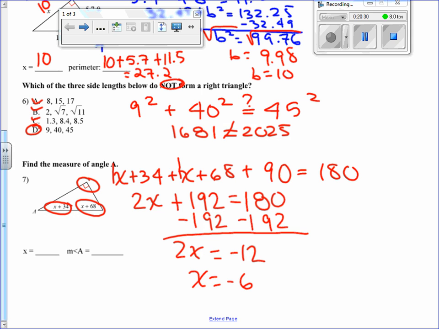It's -6. So if you didn't get a -6, then that messes up the next part, finding the measure of angle A. Well, angle A is x plus 34, and x is -6. So when I do -6 plus 34, I end up with 28. Wow. Okay, I will wait.